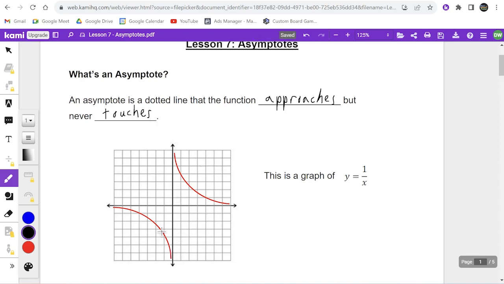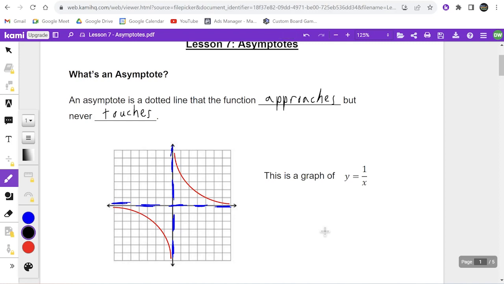So for instance, where are the asymptotes on this line? I'm going to draw them in blue so you can see them. They are right down the middle on both axes for this graph specifically. This is the graph y equals 1 over x. And by the end of today, you'll be able to tell me where those asymptotes are. But just look at this graph. Notice how the red line will come close to, but it will never touch the blue dotted lines I just drew.